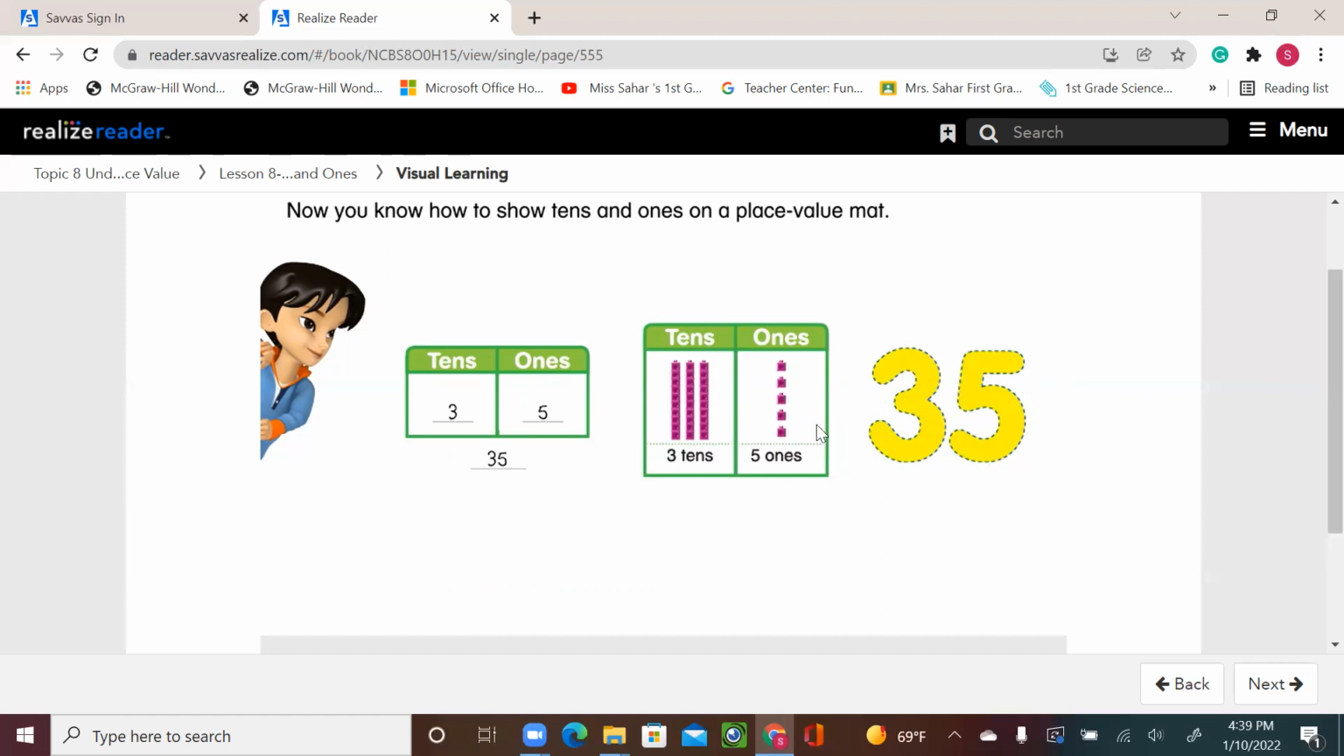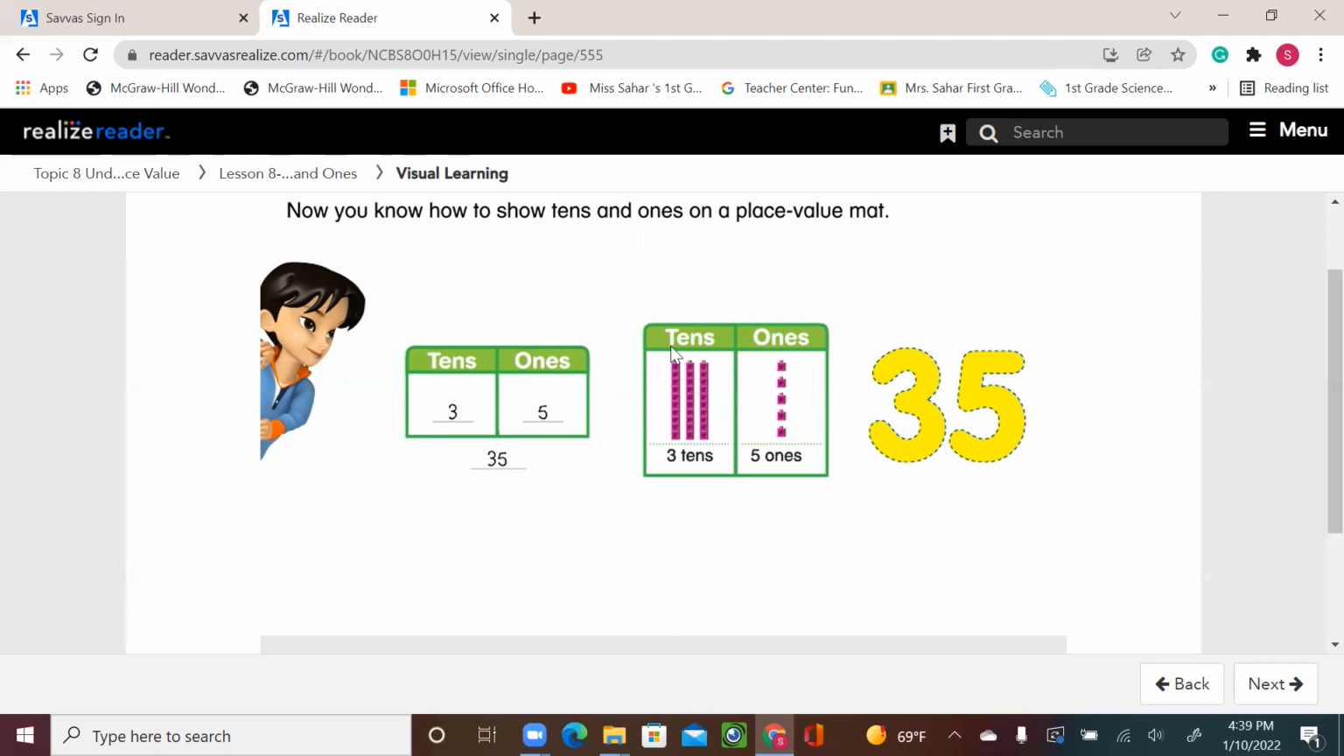The ones will always be 9 or less, because if it's more than 9, that means it's a group of 10 and it's going to be with the tens. But since it's 9 or less, that means it's under the column where it says ones, right? So we can put it like that, or we can just put the numbers instead of drawing.